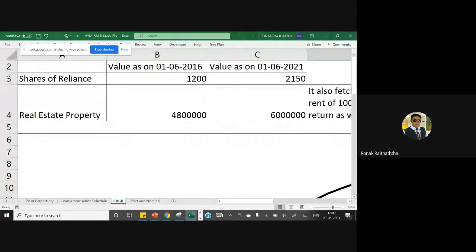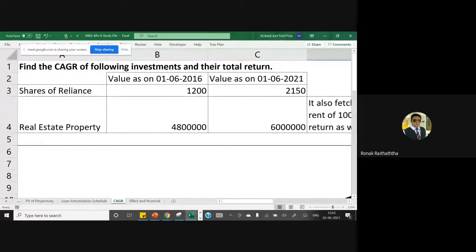Now this is a real example. Say Reliance was costing 1,200 in 2016, and in 2021 the value of Reliance is 2,150. We are supposed to find the CAGR from it. And there was one real estate property purchased by one of my friends. If you recall, at Madhapur Circle, there is one tower called Dwarika Heights. And he keeps boasting about his achievement. He said that 48 lakh rupees was my investment. Nowadays, the value of that 3 BHK flat is 60 lakh rupees.